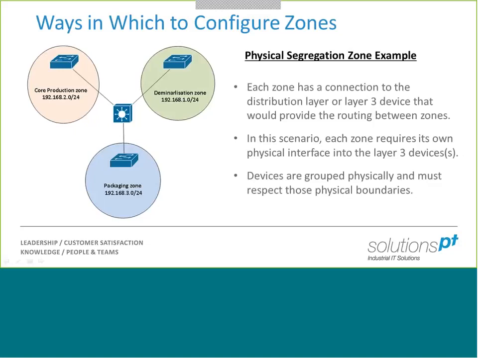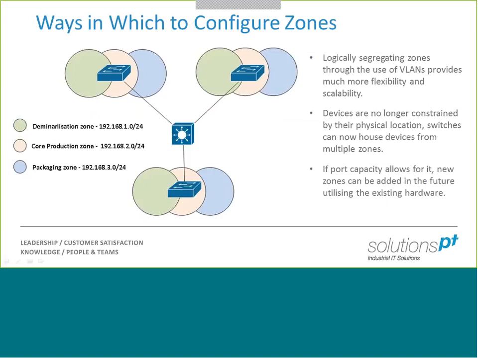For example, our packaging devices have to be cabled back to the same packaging zone switches. And if we also want to start growing our network and scaling it up, we've obviously got to start configuring additional links to our layer 3 infrastructure, our layer 3 switch, or our firewall. So this kind of scenario is not particularly flexible or scalable. It does work, and in some cases this is what you will see implemented. But really the most efficient, scalable and flexible way for us to approach configuring zones is through logical segregation.